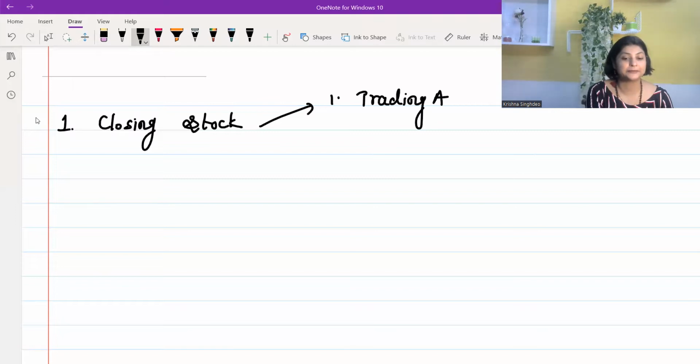Trading account has 2 sides, debit side and credit side. Trading account is a nominal account, and in a nominal account, all the expenses and losses go to the debit side, and on the credit side, all the incomes and gains go.